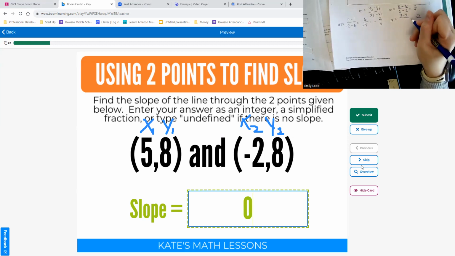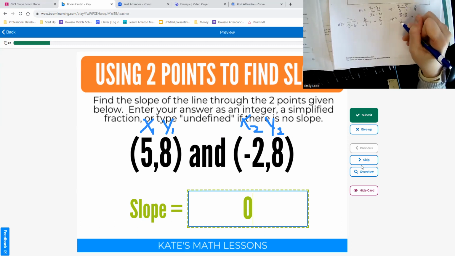But if you wanted to practice the pattern, we would say -2 minus 5. So that would be -7. But this is still just 0.